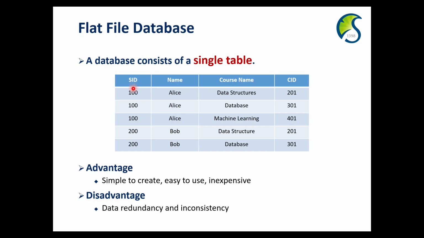And here SID is our student ID, and name is our student name, and course name is our title for courses, and CID is course ID. We just store those data into one table. When we store this data into one table, it's easy to use and simple to create. And creating this table is not expensive.